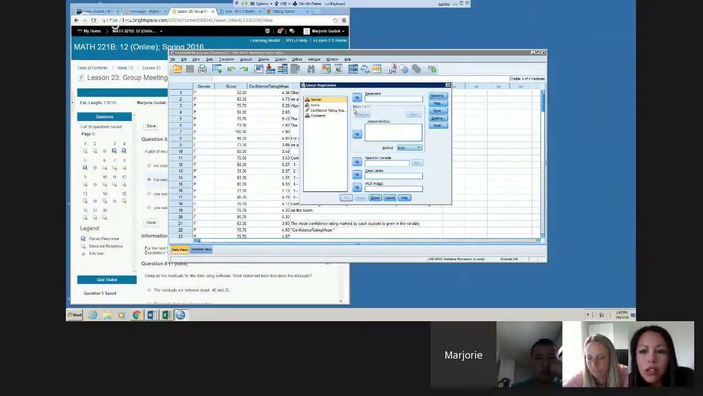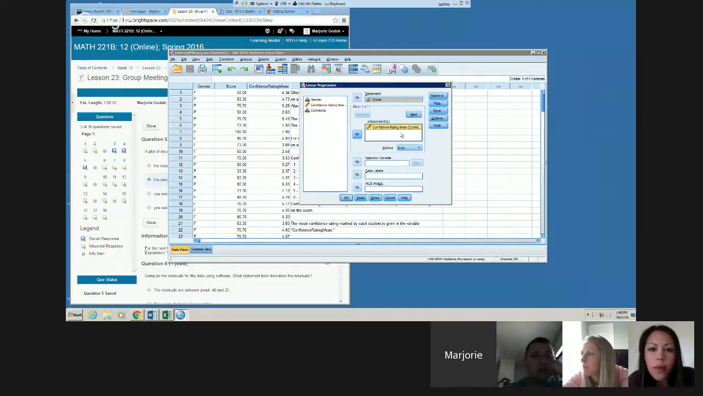Okay, so it says use the confidence interval as the explanatory variable and the score variable as the response variable. So let's see, is the response the dependent? I forgot. Yes, response is the dependent. Okay, and then the confidence interval is the explanatory.